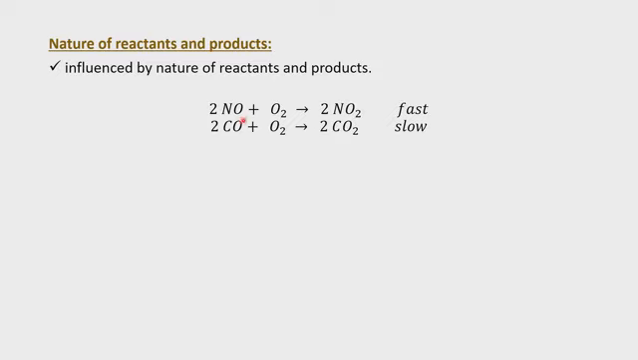Here what is the difference? Here NO is the reactant, here CO. Two different reactants are there, so we are getting two different products. So finally, this reaction is very fast. This reaction is a very slow reaction. Okay. Next one.